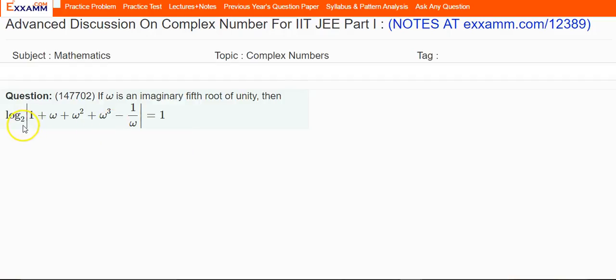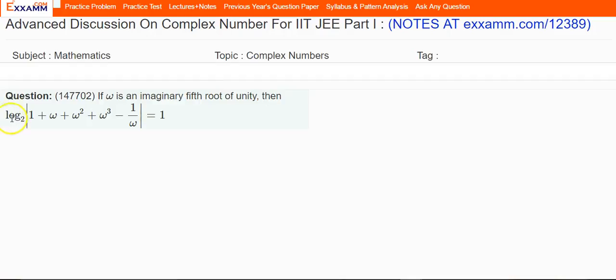In this case, we are supposed to prove that log at the base 2 of the modulus of 1 plus omega plus omega square plus omega cube minus 1 upon omega is equal to 1. Now, here omega is not the cube root of unity, but it is an imaginary fifth root of unity. It is very important to mention imaginary, because omega can also be equal to 1. So the question is specifically specifying that omega is an imaginary fifth root of unity.